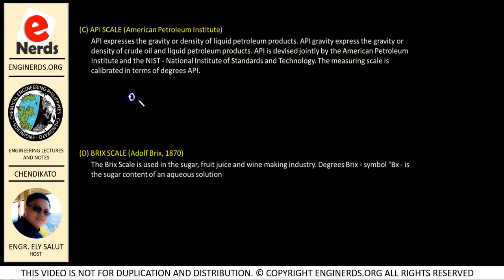Okay, so degrees API, ito yung ginagamit natin for this particular specific gravity scale, is equal to 141.5 over the specific gravity minus 131.5. Okay, so again, this is commonly used in petroleum products. So if you are working in petroleum industry, may encounter ninyo itong specific gravity expressed in degree API.